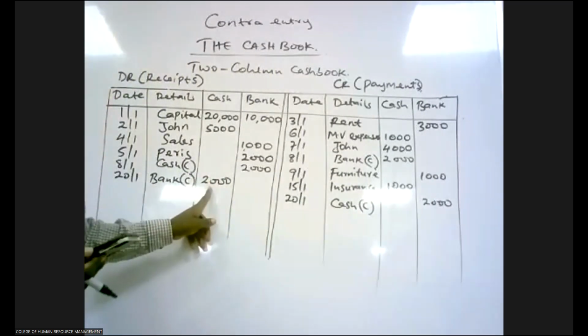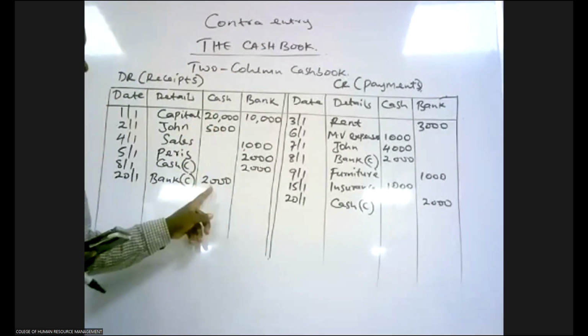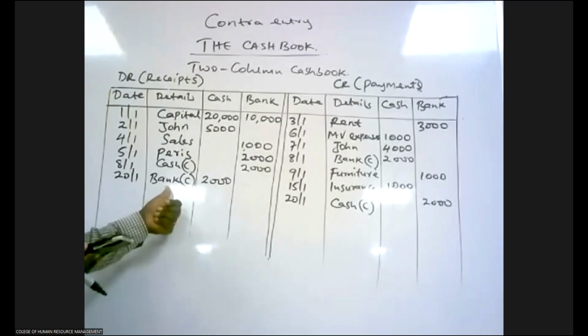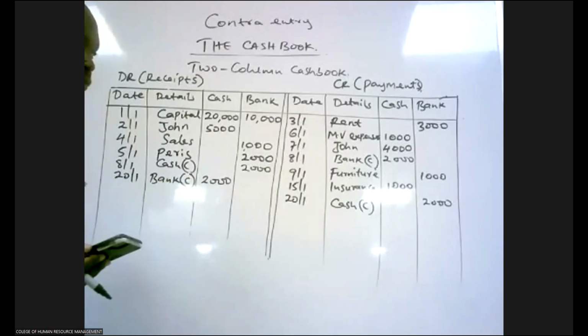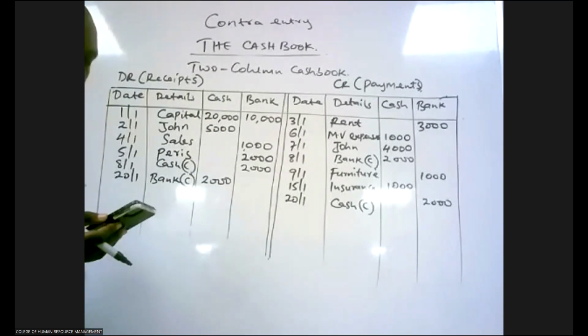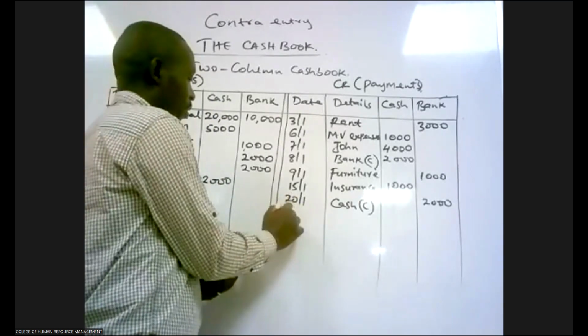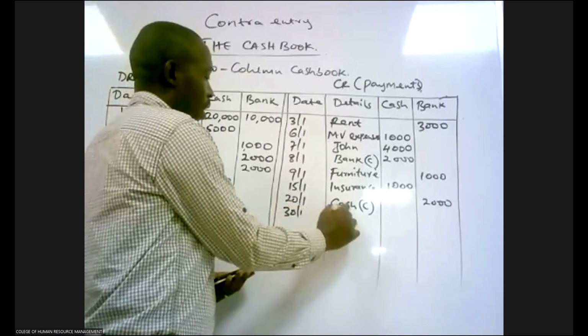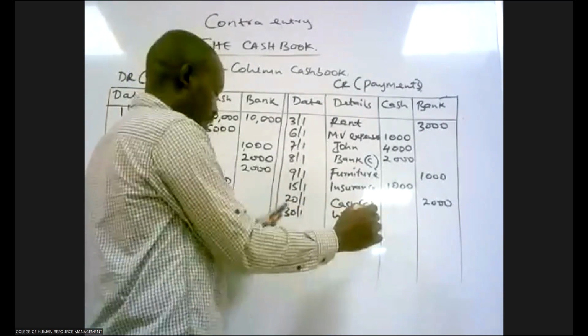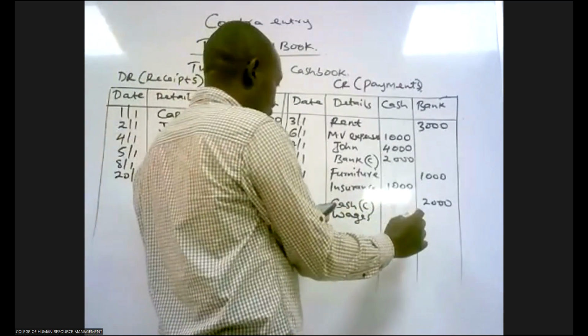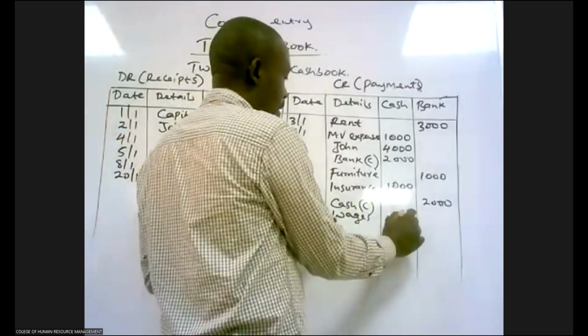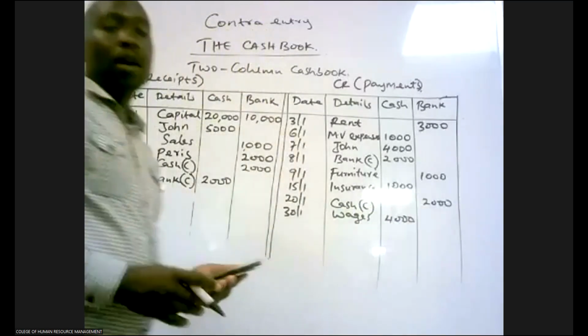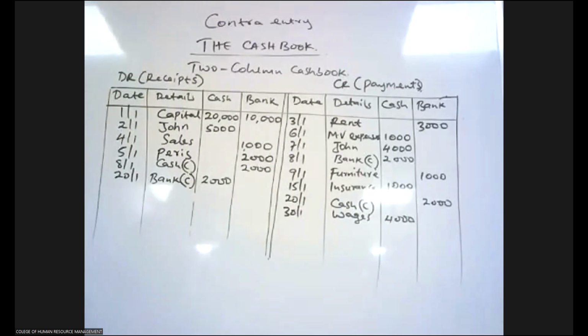The cash, that money is received under the cash. And then here you write where it is coming from. Lastly, paid wages. What we are paying is wages of how much? Cash, 4,000. And that is the end of the entries.